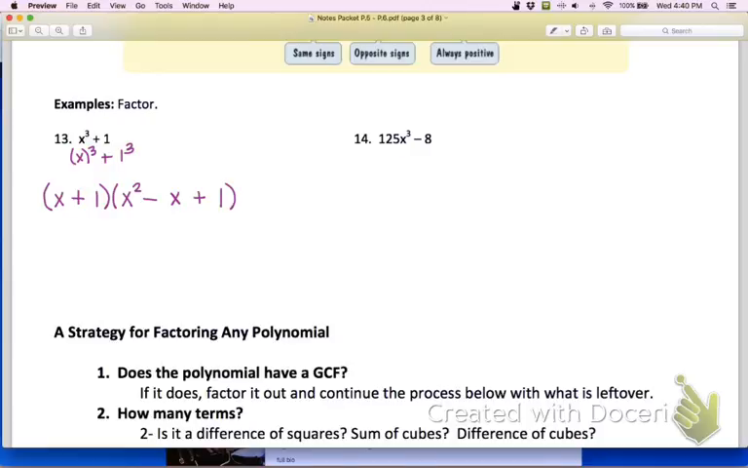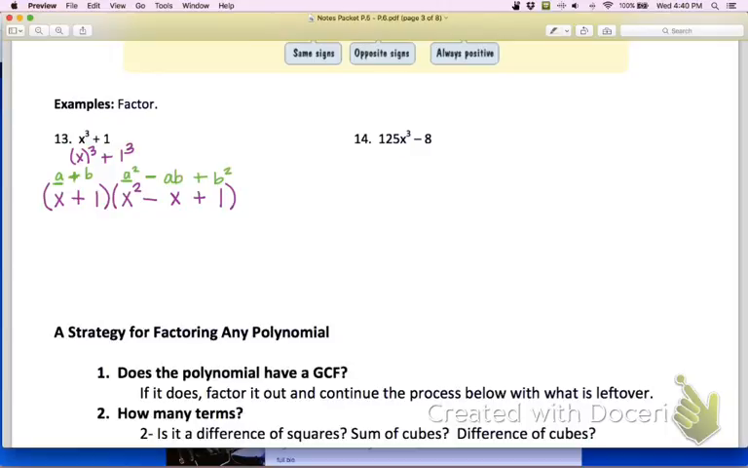So again, look at where this came from. This is a plus b, a squared. It's squared, not cubed, because when I multiply the first a times this a, that's where I get the cubed from. Then this is a times b, and this is b squared. Same sign, opposite sign, always positive.